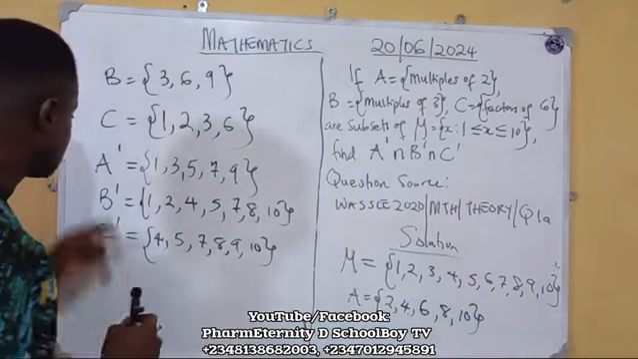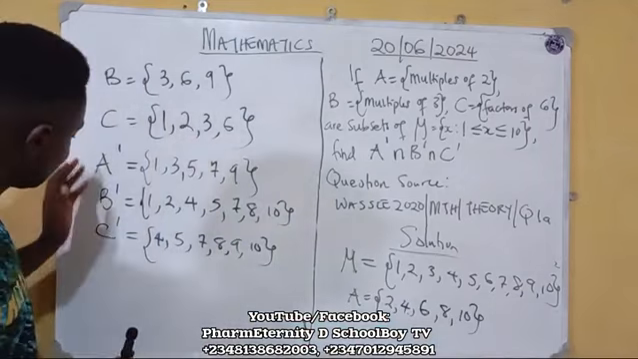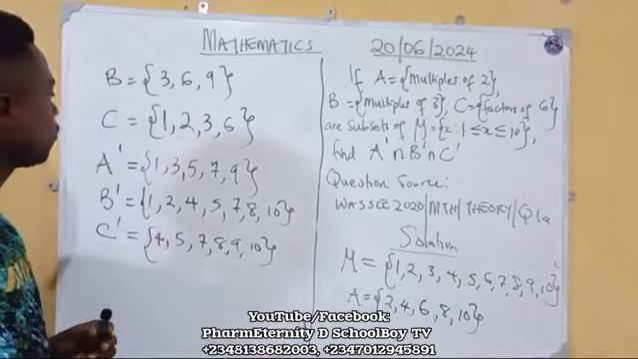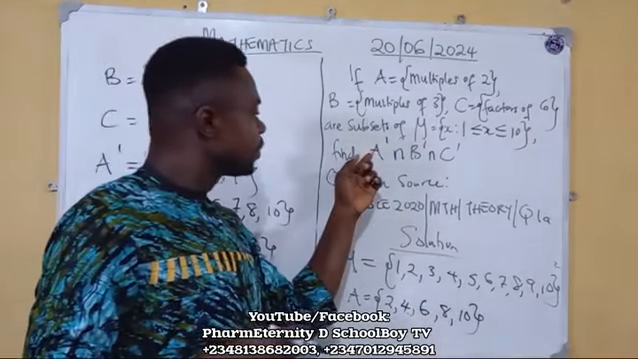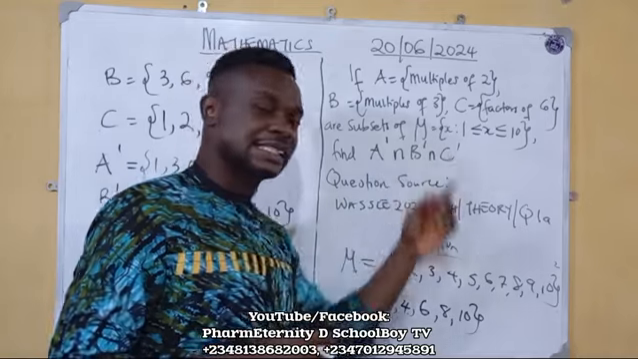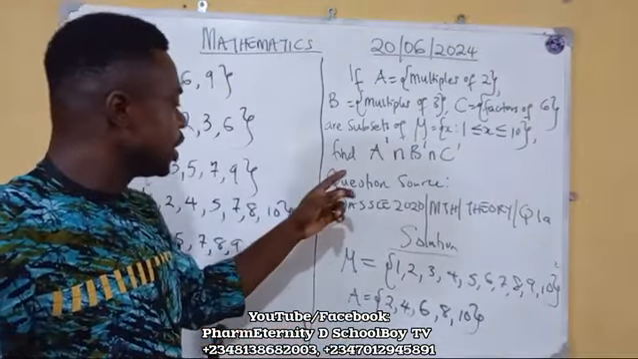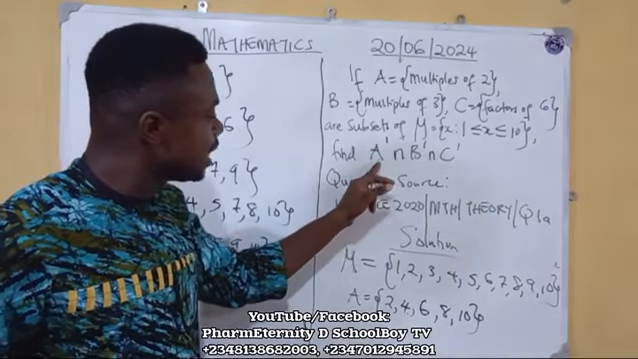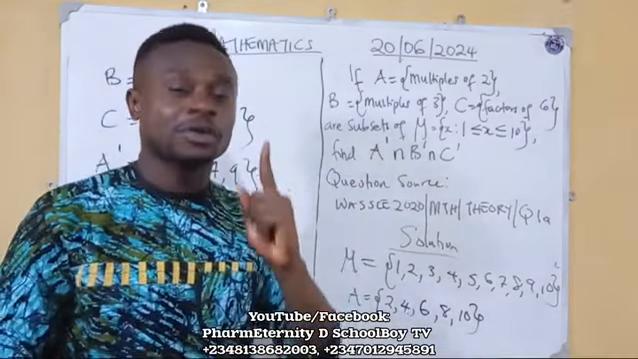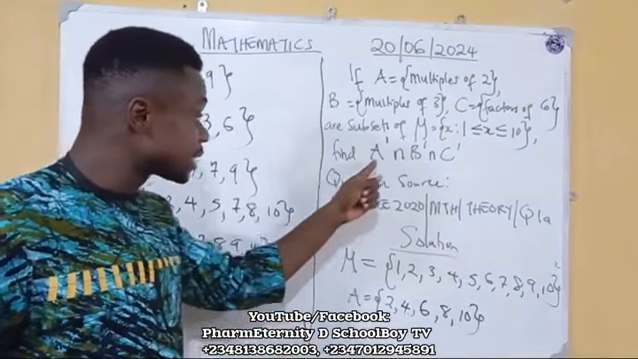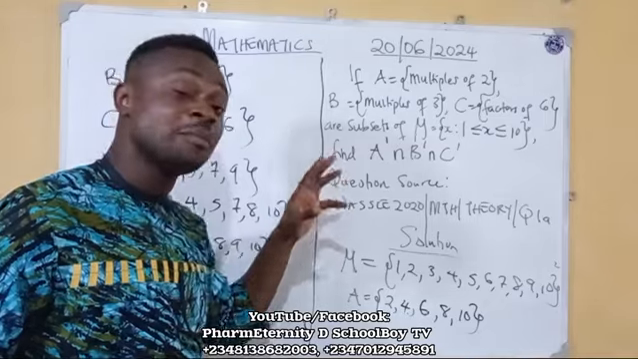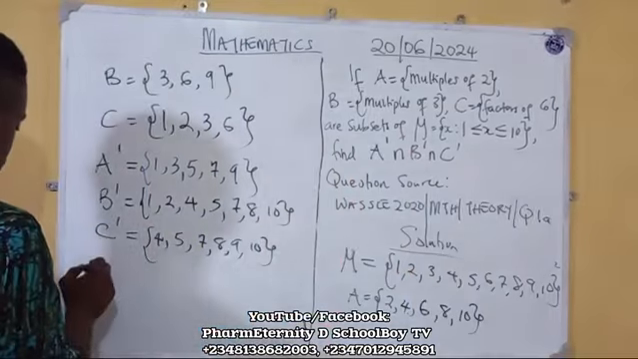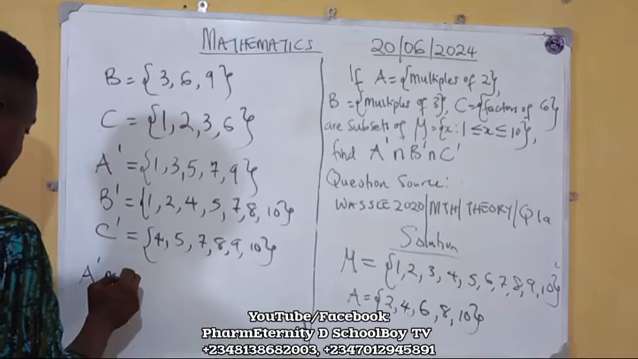So these are the complements of A, B, C. That is A prime, B prime, C prime. Now, the question says A prime intersect B prime intersect C prime. What it means is that you create another set that includes all the numbers that A prime, B prime, C prime have in common. This new set will be the set of numbers that the three of them have in common. So let's create that set now.